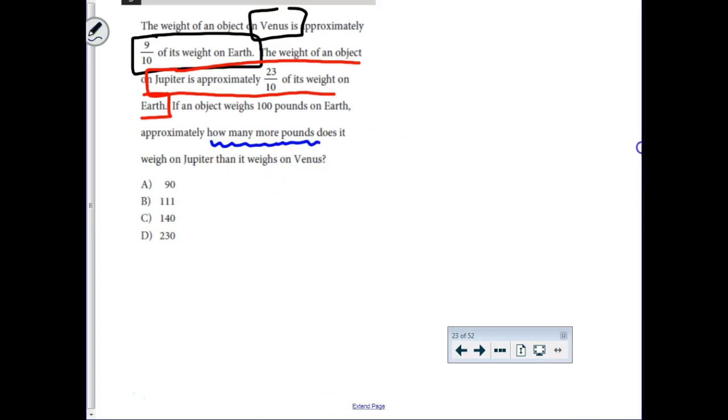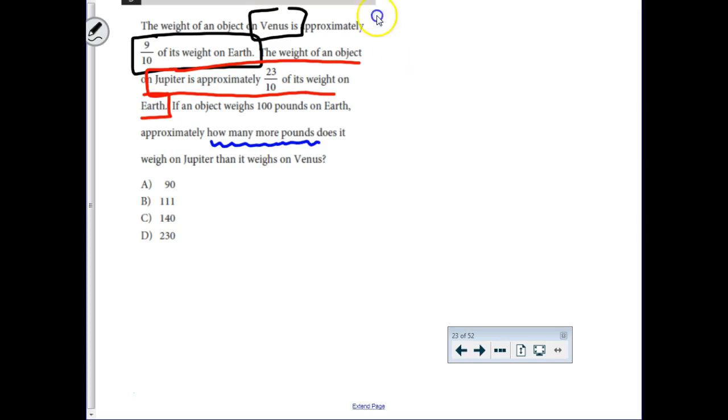So I think the safest way to do this question is to figure out your weight on Jupiter, figure out your weight on Venus, and then just subtract them. But don't forget to subtract them, because I have a feeling your other answers show up somewhere else here, so be careful. All right. What number are we on? Turning pages before it's necessary.